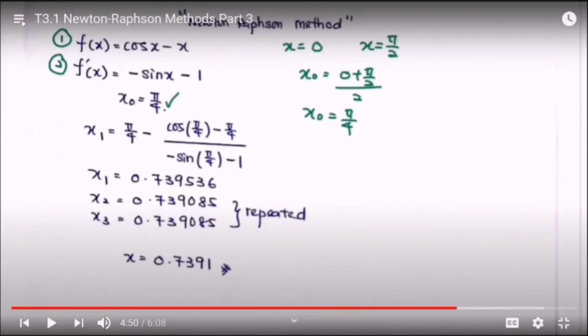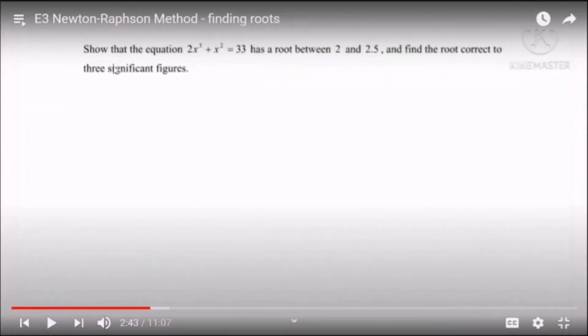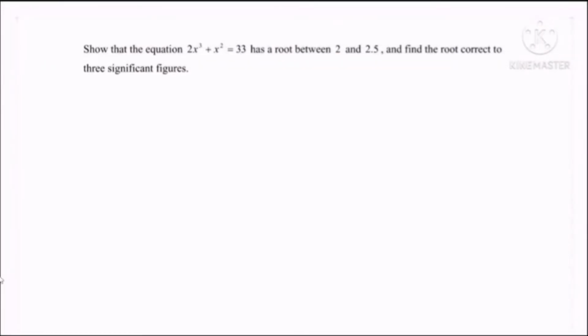Okay? Kalau 3.1 dengan 3.2, mereka adalah satu benda, iaitu Newton-Raphson method. Kalau untuk 3.3, dia adalah trapezoidal rule untuk cari area. Yang ini untuk cari roots atau solution atau value of x. Show that. Then find the roots correct to three significant figures.